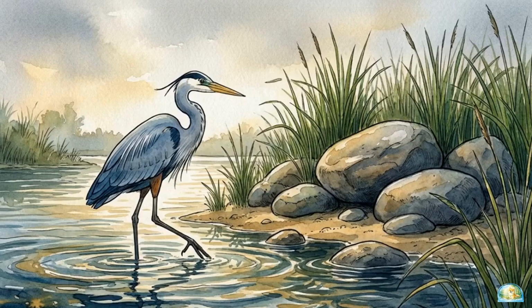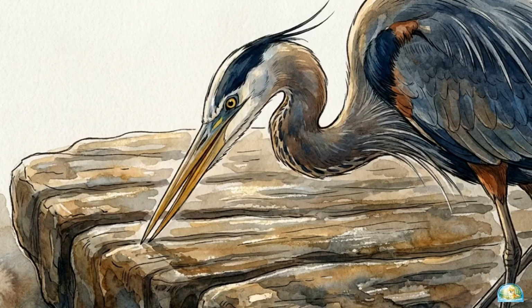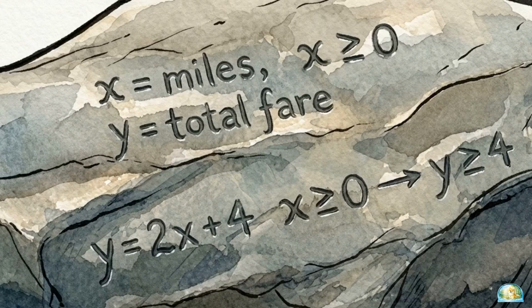A taxi ride charges a $4 start fee and $2 per mile. Write an equation for total fare y in dollars after x miles, with the contextual domain x greater than or equal to 0. Let x be miles with x greater than or equal to 0, and let y be total fare in dollars. The fare has a fixed start of 4 and a variable part of 2x, so the equation is y equals 2x plus 4.